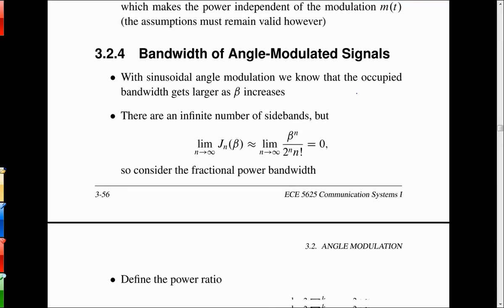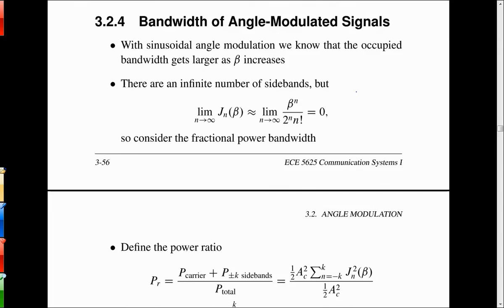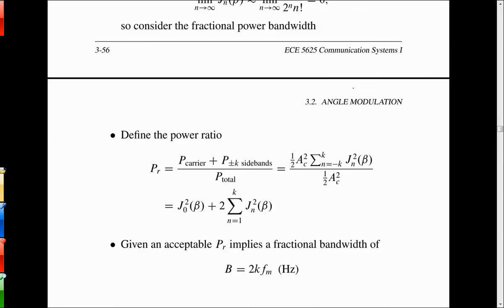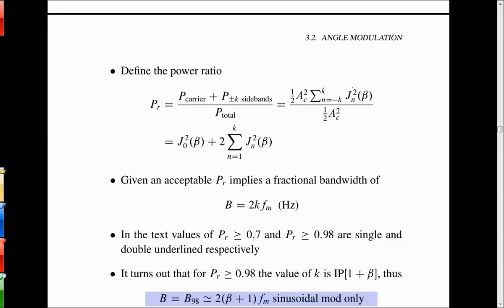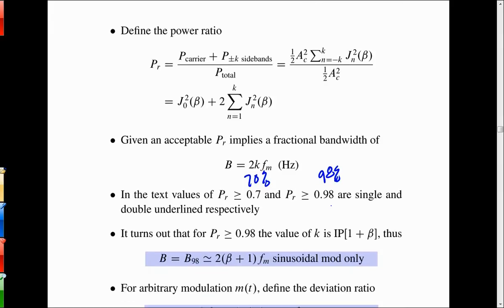The next thing is the bandwidth of an angle modulated signal. Remember we were noting the suspension bridge and the fact that it just spreads out as beta gets bigger. So what is the bandwidth? Well, a good measure of bandwidth that they talk about in the book is a fractional bandwidth. In other words, to say how many sidebands do we need to include in the sinusoidal FM spectrum to capture, say, 70% or 98%. These are just two values that are tossed out here. Not that they're universal, but that's what they talk about in the book, 70% or 98%.